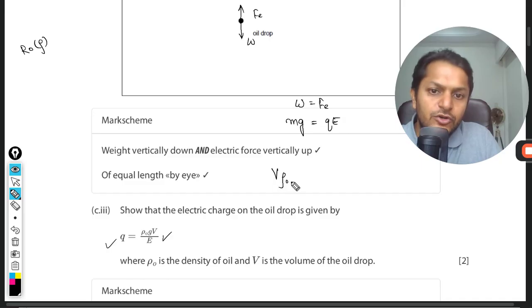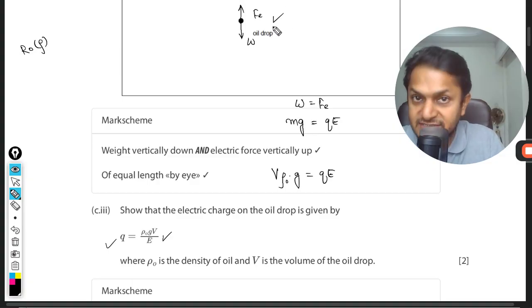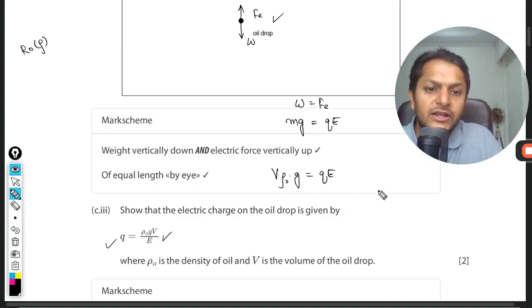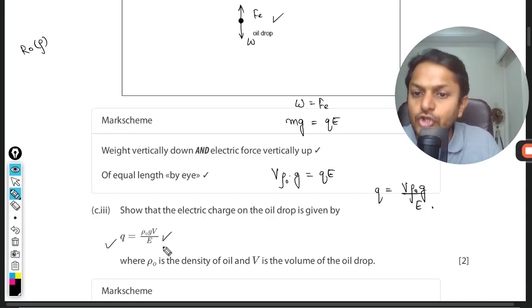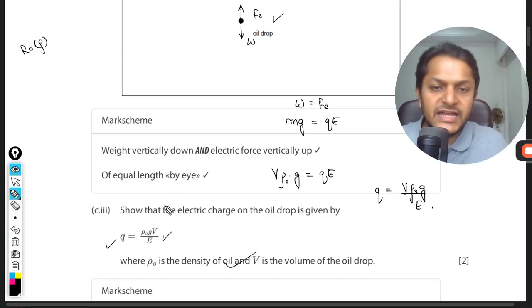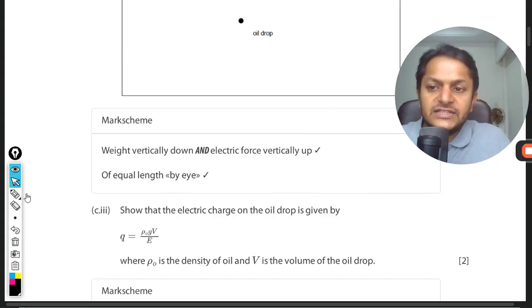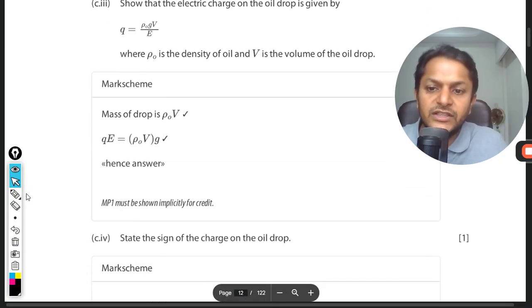So it is V rho naught into g, that is equal to q into E, because it is levitating and the forces are balancing each other. From there, you can clearly find the charge on the drop, which will be V rho g divided by E. And that is what we wanted to show. So this is how this part is over. Let us move to the other part.